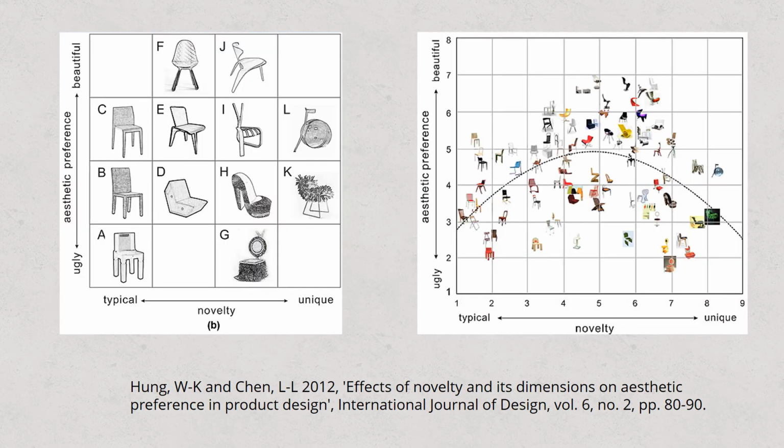Then the participants were shown pictures of 88 chairs and asked to group them according to the given adjectives: ugly, beautiful, typical, and unique. And the average results were plotted on a graph. And you can see that the graph shows there is a sweet spot where the design is not too typical and not too unique, and that gives the highest average rating for being beautiful.